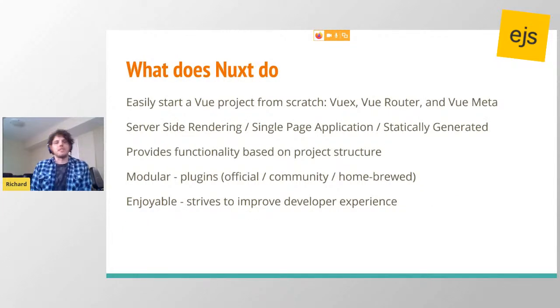All right, what does Nuxt do? So Nuxt allows you to easily start a Vue project from scratch. So this will include like Vuex, the store, Vue Router, and Vue Meta. It can allow you to build your project with server-side rendering, as a single-page application, or a statically generated site. It provides functionality based on project structure, and I'll get into that more in the back half of this. It is also modular. There are official plugins, community plugins, or just homebrew your own plugin and plug it into Nuxt. It's easy enough to do.